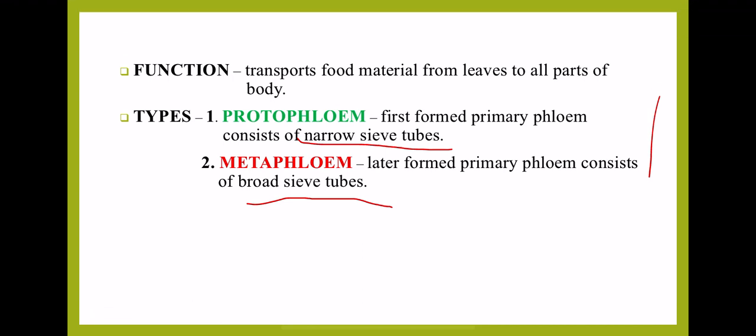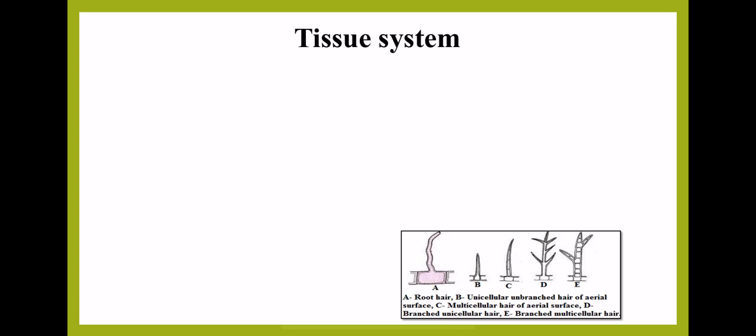The next is the tissue system. Till now we studied the different types of tissues present in plants and how the cells are arranged in the tissue. On the basis of their structure and location, the tissues are arranged, and this is termed a tissue system. There are three types of tissue system in the plant.